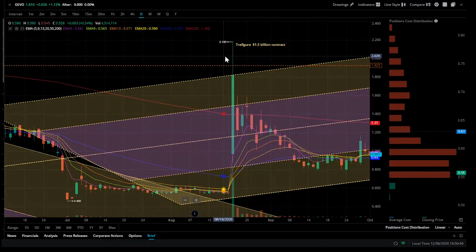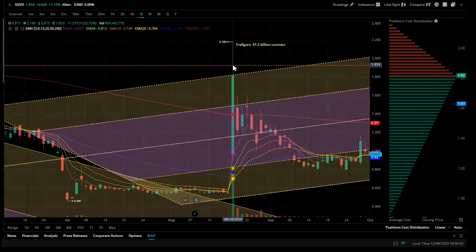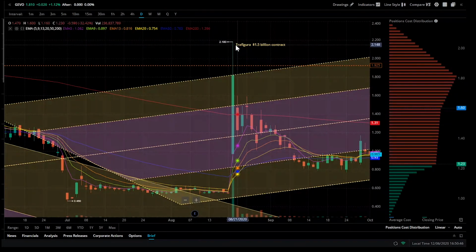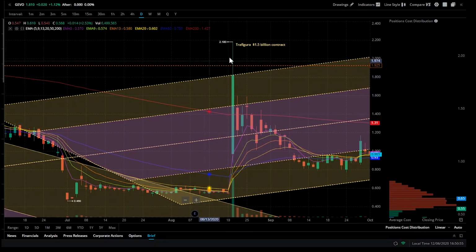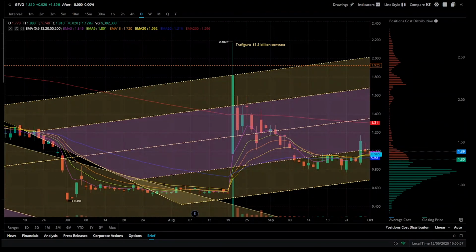But then this is where the 1.9 level appears again. It went all the way up to 2.19, and then it dropped and closed below the 1.9 level. So again, this level is showing to be very important.